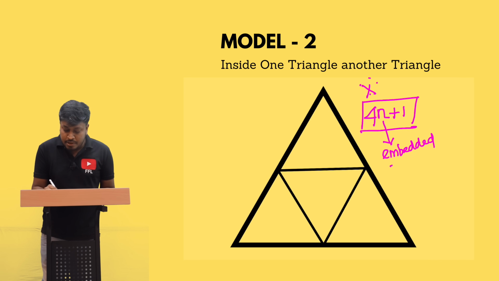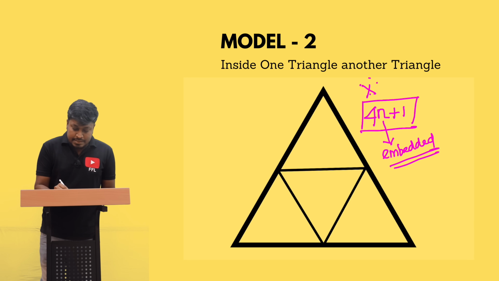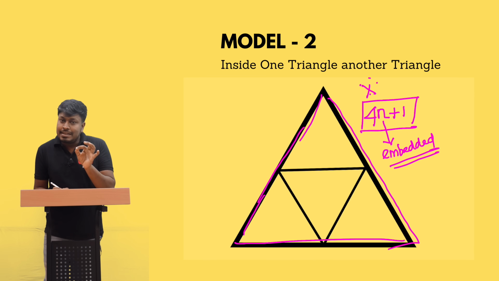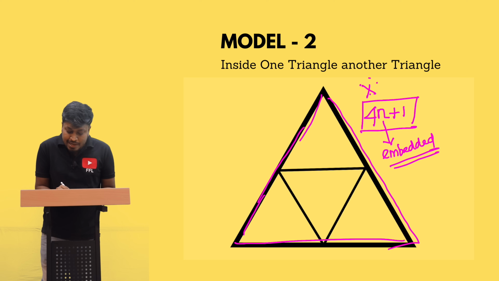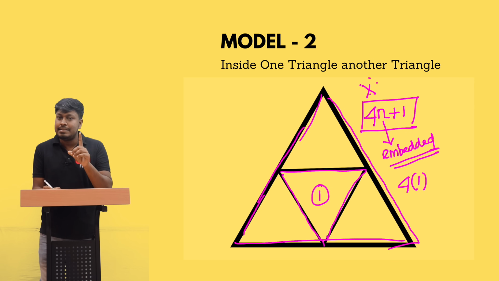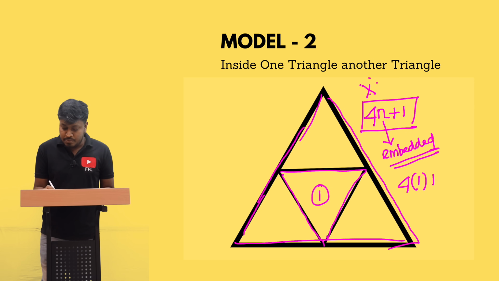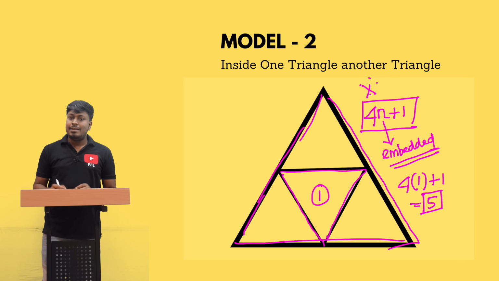This is most important. We have taken this as the huge outermost triangle. So inside this triangle, how many triangles are embedded? Only one triangle is embedded here, so the value of n will be 1. Substitute and see: 4 into 1 plus 1, so the answer will be 5. So we can say that totally there are 5 triangles in the given image.